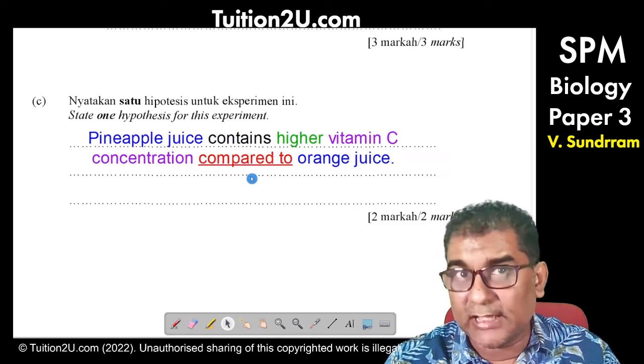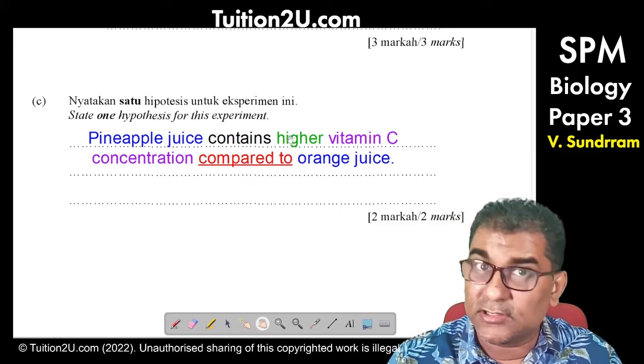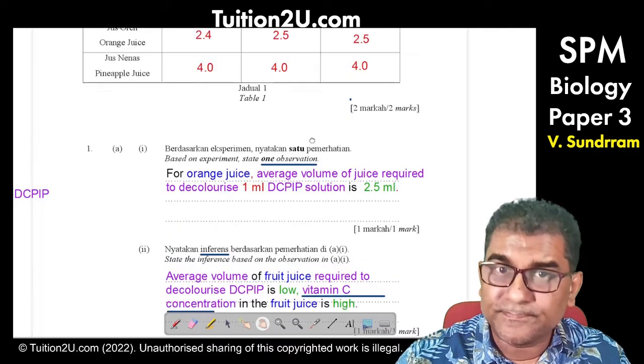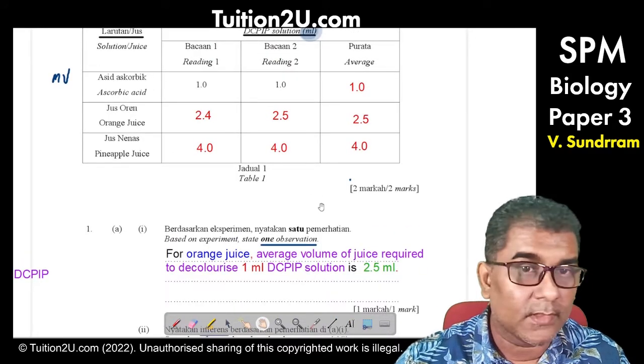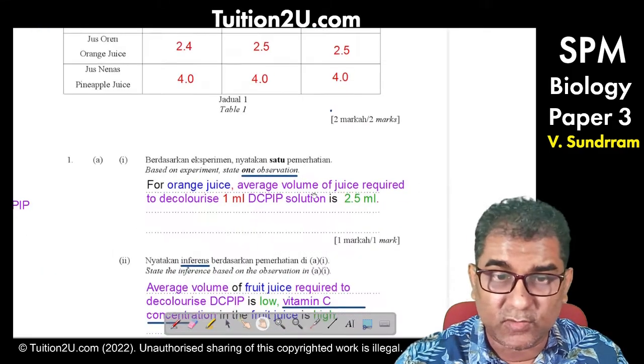Preferably write the correct hypothesis, which is that pineapple juice contains more, but again, I think this is a wrong hypothesis. From our experiment, which one has more vitamin C? Actually, orange juice has more vitamin C.